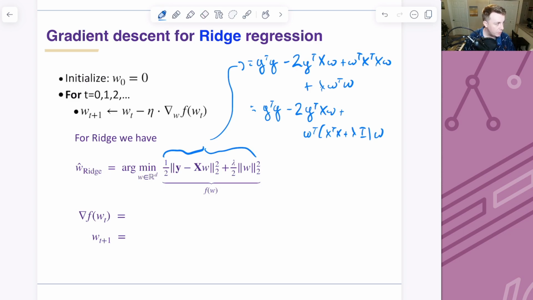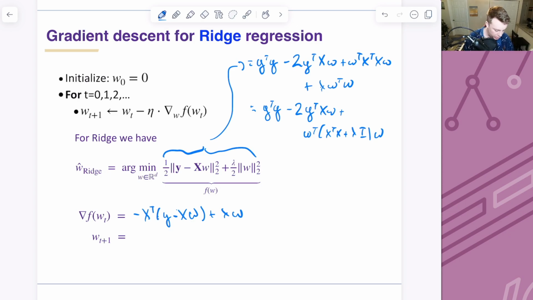This will simplify to minus X transpose (y minus Xw) plus lambda w. So we're taking the gradient of this with respect to w. All of this math works out here. Again, we skipped a step of taking the direct gradient and then simplifying terms. This is the same kind of equation we came up with here.